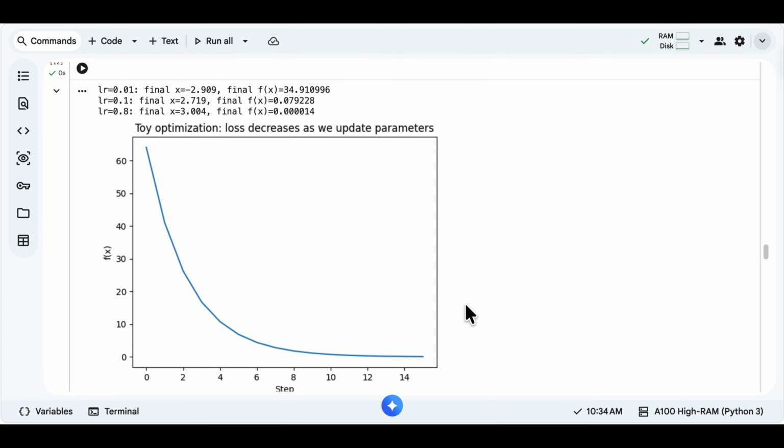The plot shows loss falling as we update the parameter. In real neural networks, a very large learning rate can cause instability, but the toy example still teaches the main idea that step size shapes the entire training dynamic.